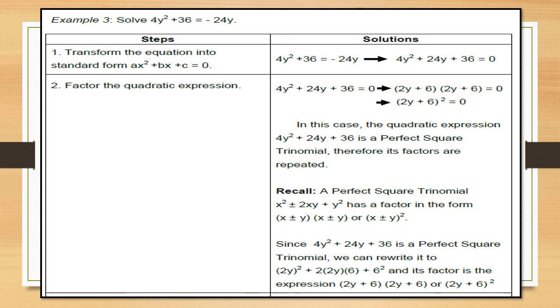Since 4y squared plus 24y plus 36 is a perfect square trinomial, we can write it as the quantity of 2y squared plus 2 times 2y times 6 plus 6 squared, and its factor is the expression quantity 2y plus 6 times quantity 2y plus 6, or the quantity 2y plus 6 squared.